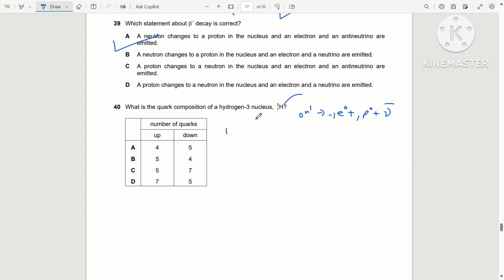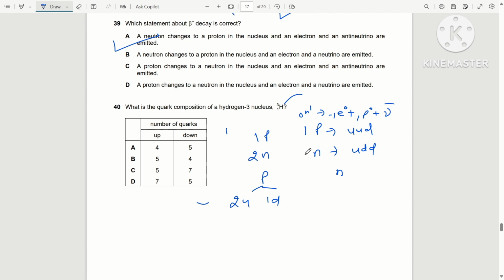Question 40. What is the quark composition of the hydrogen 3 nucleus? In the hydrogen 3 nucleus we know that 1 proton is there and 2 neutrons are there. For a proton the quark composition is UUD and for a neutron it is UDD. Now since 1 proton is there, if we are taking the total nucleus, how many U are there? 2 U are there and 1 D is there.